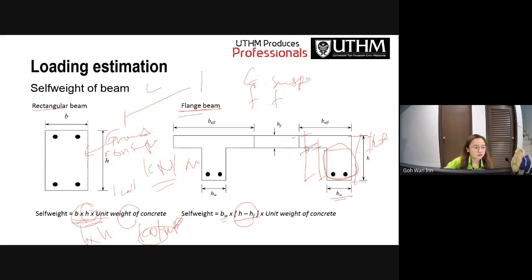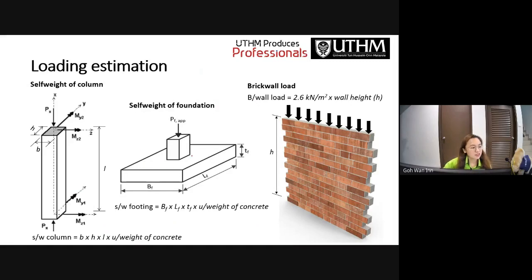Okay. So the loading estimation, self-weight of column. Okay, self-weight of column is in kilonewton. Okay, because it will become point load, it will straight carry it like this. So all it will on the surface and then it will carry. That's why it becomes point load. So it's B times H times length, and then times unit weight of concrete, kilonewton per meter cube. Okay, so this is B, H, and length.